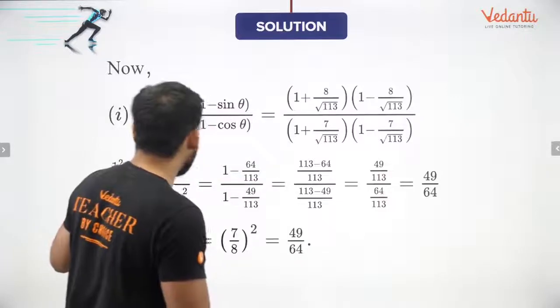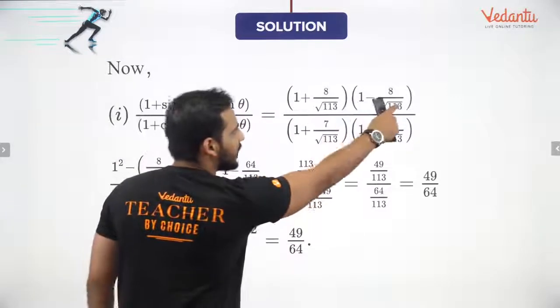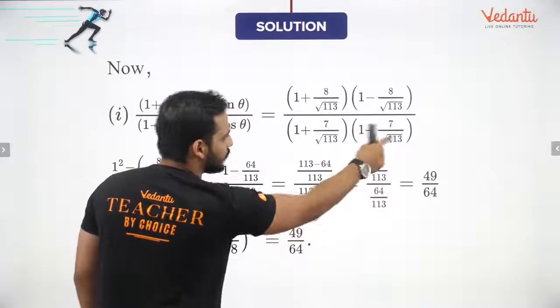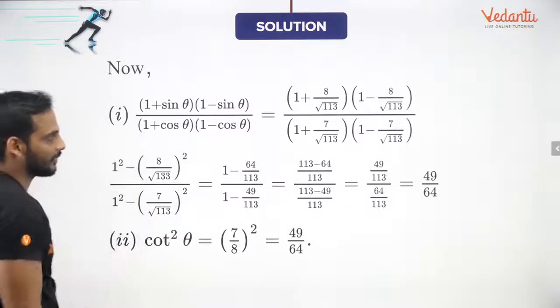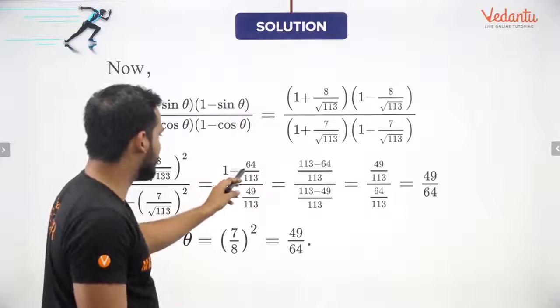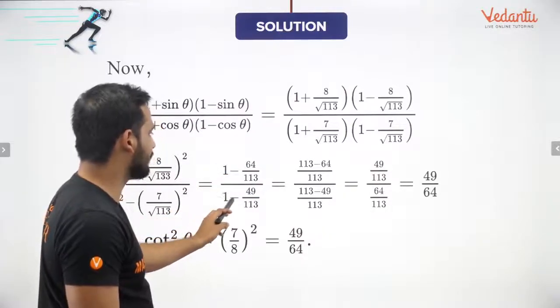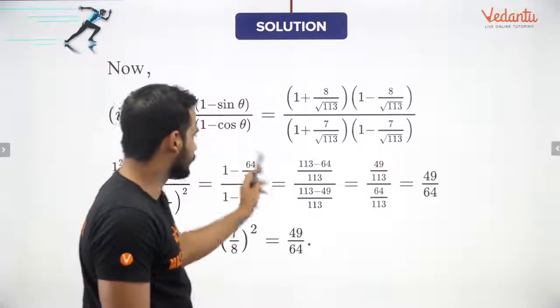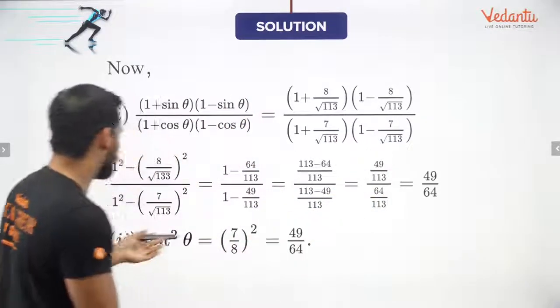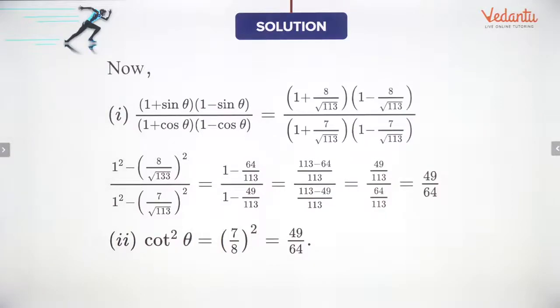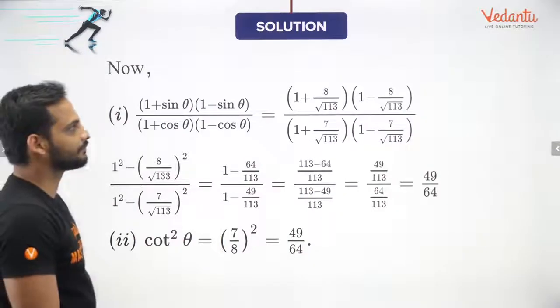When you are solving it at the end, first you can see it is a minus b into a plus b, so it will become a square minus b square, a square minus b square. ठीक है? So it will become 1 minus 64 by 113 upon 1 minus 49 by 113. इसको solve करो, take LCM, 113 got cancelled, 49 by 64. And cot square theta is directly again 49 by 64. Let's move to the next question.